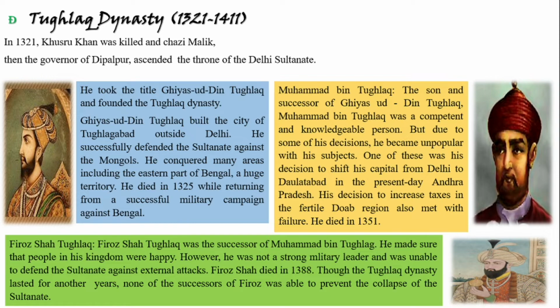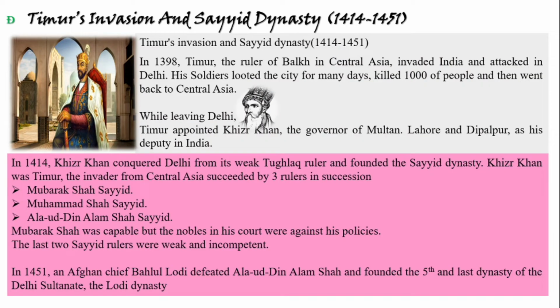None of the successors of Firoz was able to prevent the collapse of the Sultanate. So this is about the Tughlaq dynasty between 1321 to 1414, that is, Timur's invasion and the Sayyid dynasty, the period from 1414 to 1451.